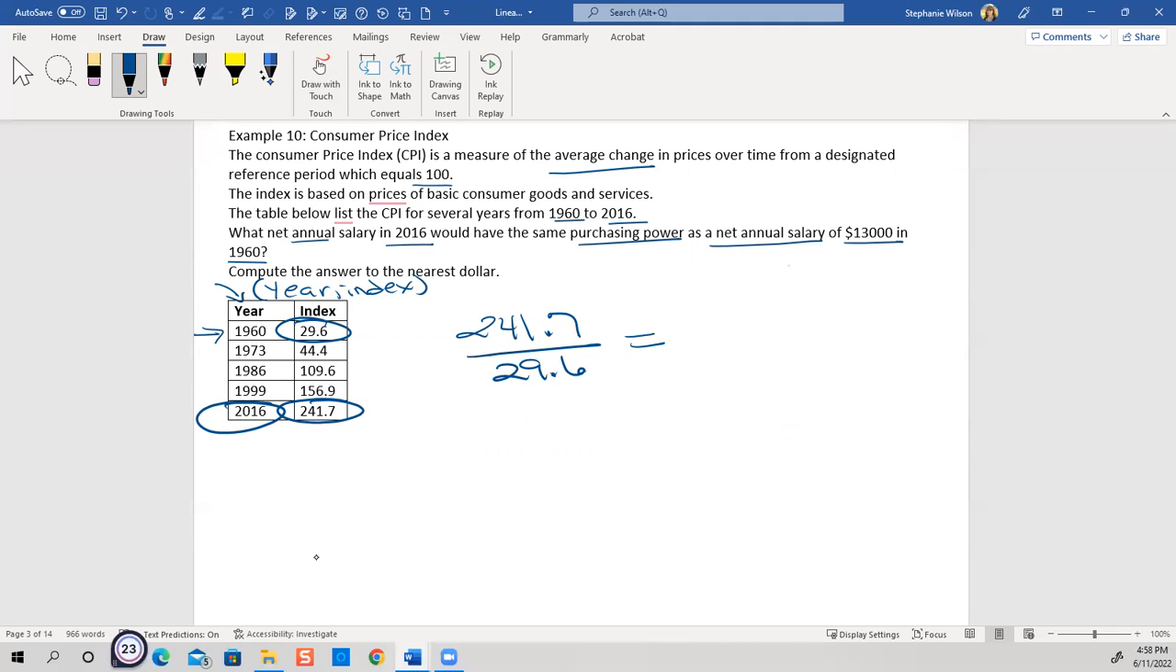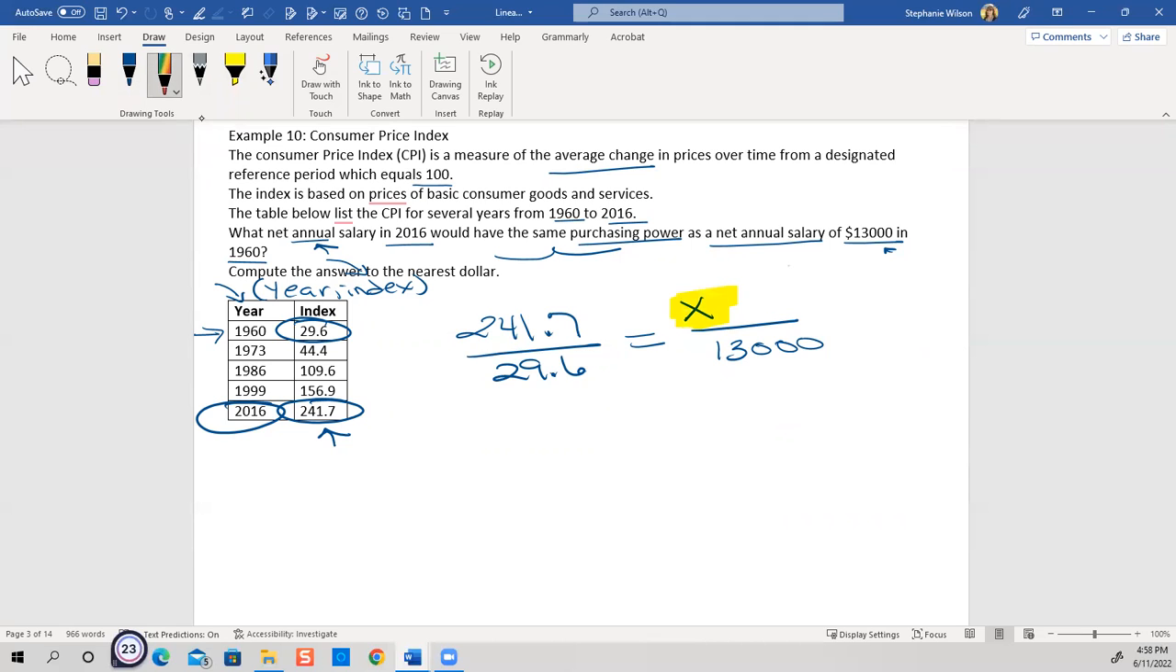Well, what are we doing? We're talking about our index, our net annual salary. So in 2016, which was 241.7, we don't know what that annual net salary is, right? Because we're trying to determine what would give the same purchasing power. But we do know 13,000 was 1960. So now I need to solve for X. X is involved in a fraction. In order to solve for it, we got to undo the fraction. And what I know is that it's on the numerator. So this is going to be easy.